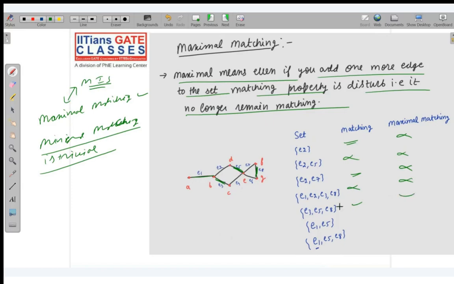E1, E5? Yes, it is matching. Is it maximal? If you take E1 and E5, can you add another? Yes, we can add E8 to it. So it is matching, but it is not maximal. E1, E5, E8. Yes, it is matching. Is it maximal? Yes, it is maximal also. We cannot add any extra.